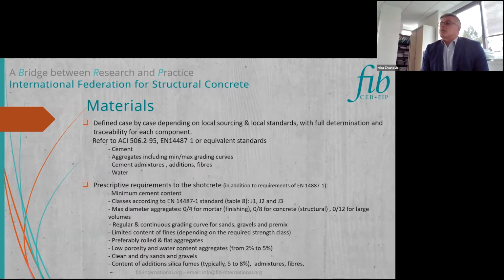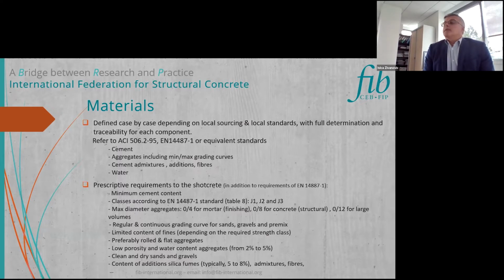The classes according to the EN standard, with classification G1 to G3 according to table 8 of the standard. The maximum diameter of aggregates for mortar, also for mortar finishing, for concrete itself where it is structural, and for large volume also. There are also classified regular and continuous grading curves for sand, gravel, and spray mix.